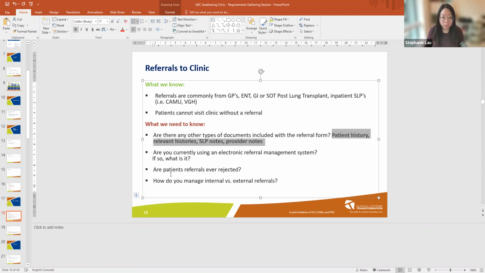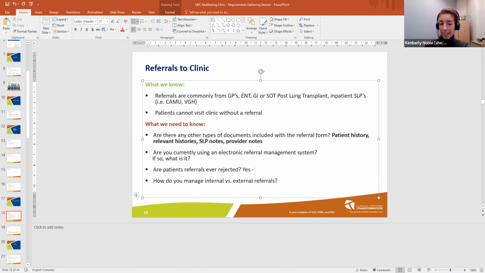Okay, and then are there any instances where patient referrals are rejected? Yes, if they are inappropriate, certainly we do review them and screen, and if they're deemed to be not appropriate for further follow-up with the clinic, then yes, we would follow up with the provider and the client that was referred.